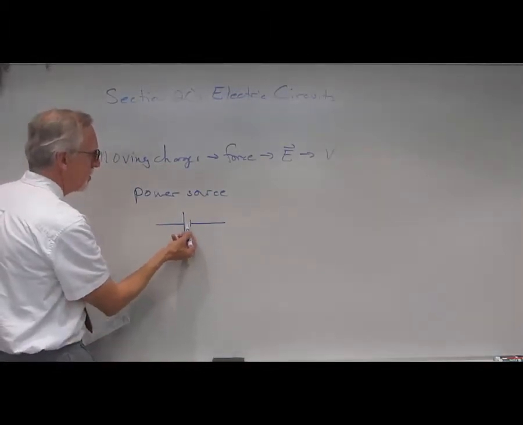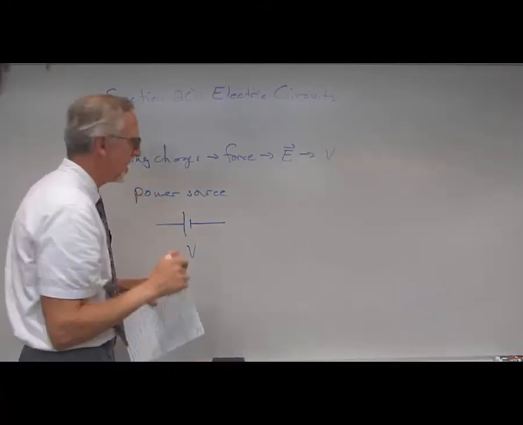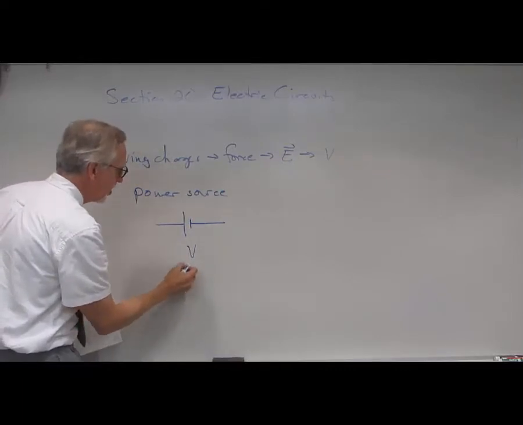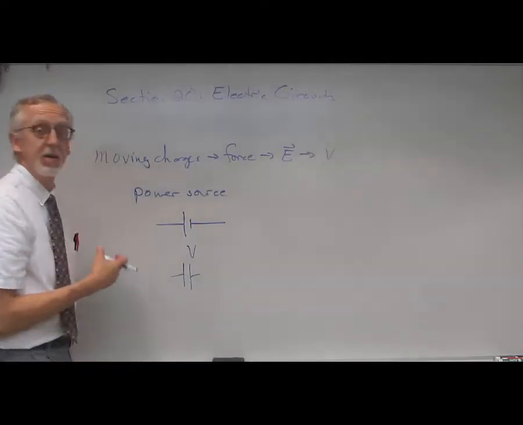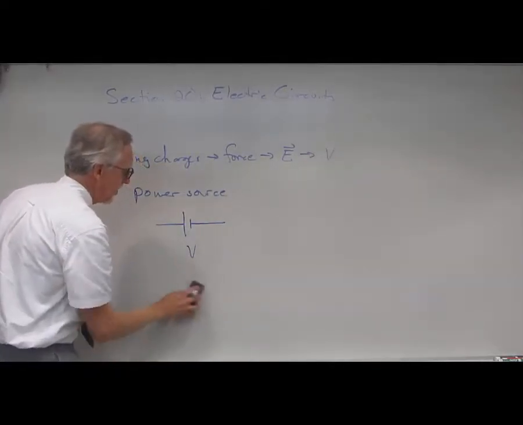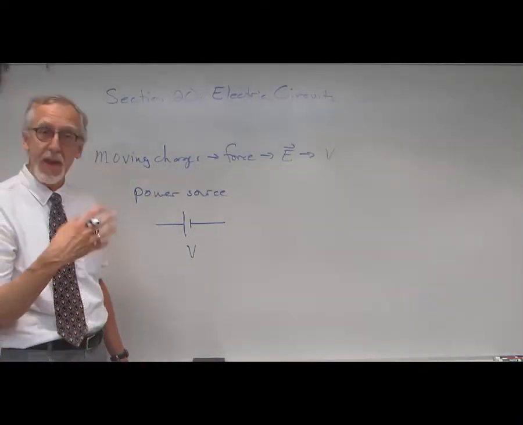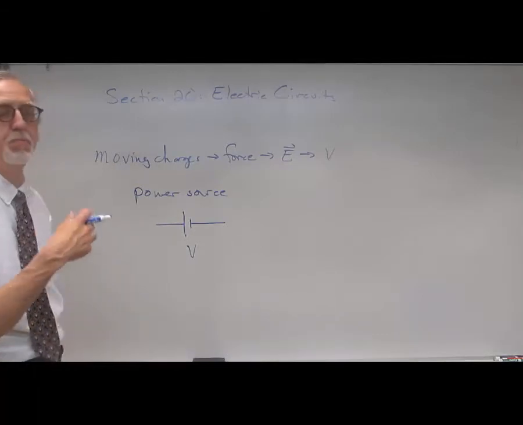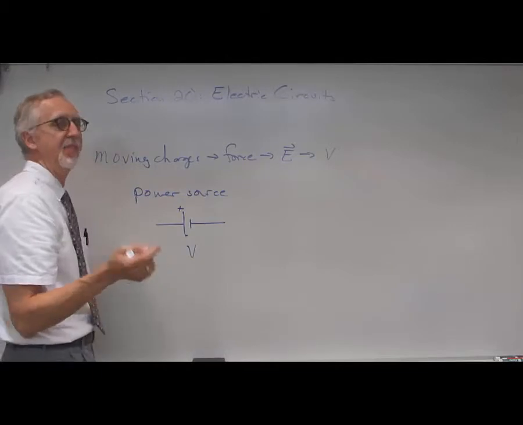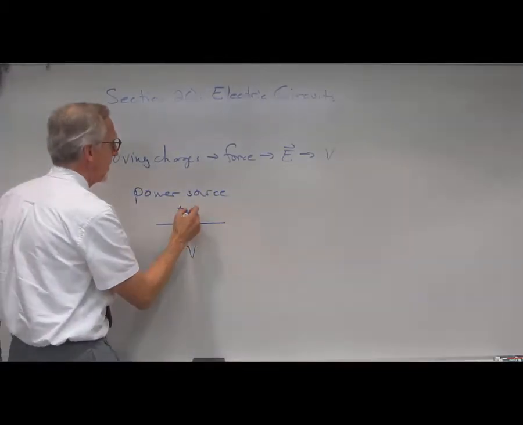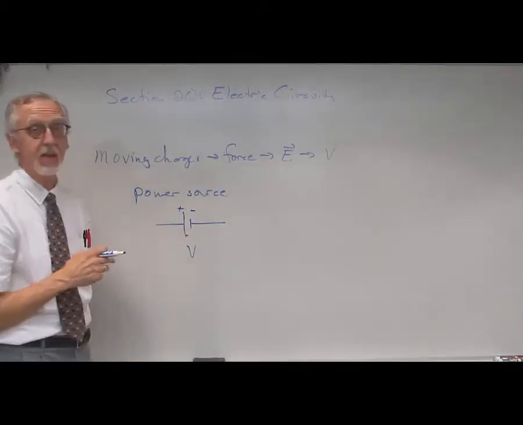Now the symbol is two parallel lines, one longer than the other. Now be careful when you draw this, make sure that one is longer than the other, because if you draw them the same length, that's actually the symbol for a capacitor. So we're not talking about capacitors right now. So one longer than the other, that will be our symbol for a battery or a power source or something like that, some source of voltage. The long side we will assume to be at the higher potential. The short side will have the lower potential. So this will be the positive side, this will be the negative side. Okay.